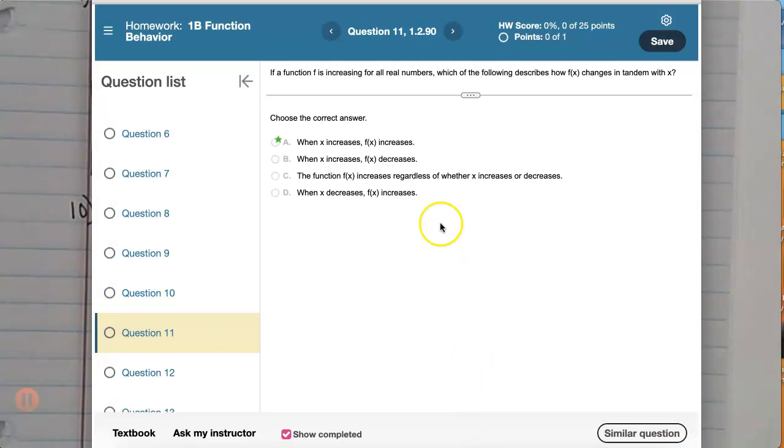All right, let's take a look at number 11. Because there's no viewing example, I'll just do this one. If a function f is increasing for all real numbers, which of the following describes how f of x changes in tandem with x? As x increases, f of x increases? Well, that is the definition of increasing. If x increases as f of x decreases, that would be decreasing. If it increases regardless, that doesn't make any sense. When x decreases, f of x increases, that's the same as B. So it must be A.